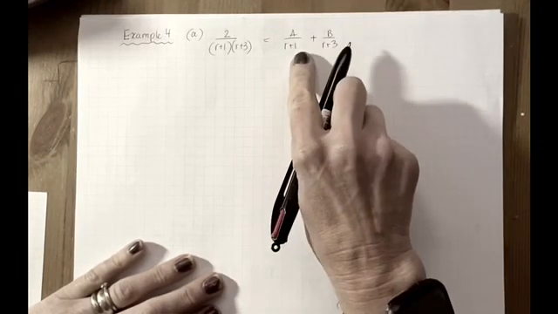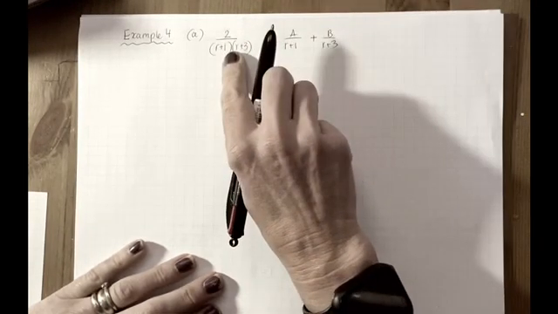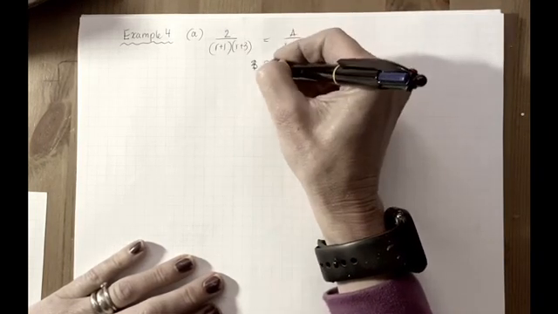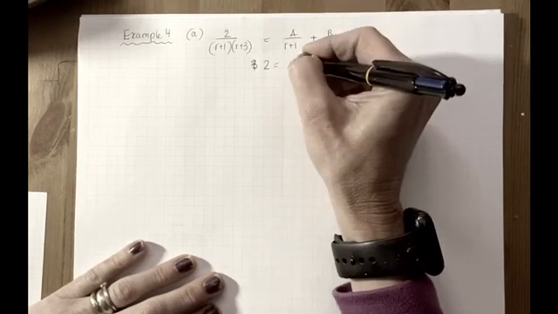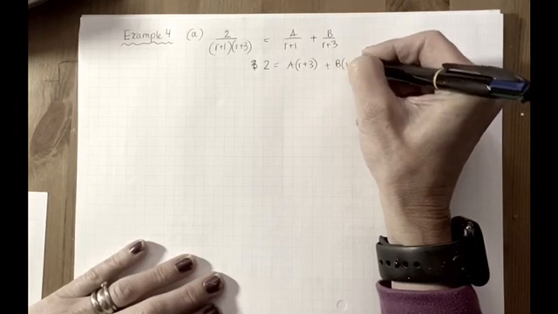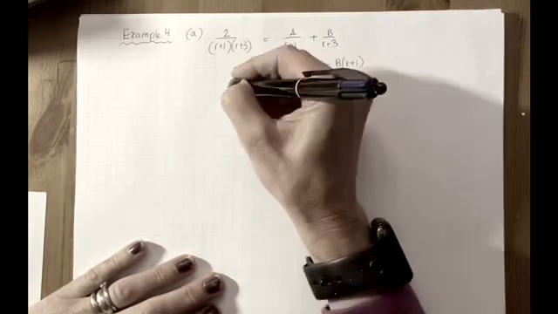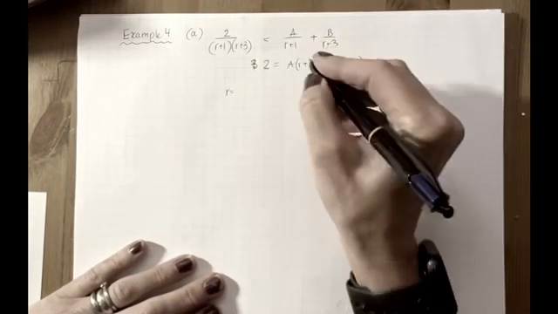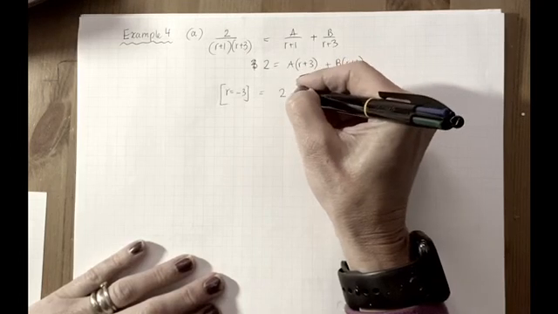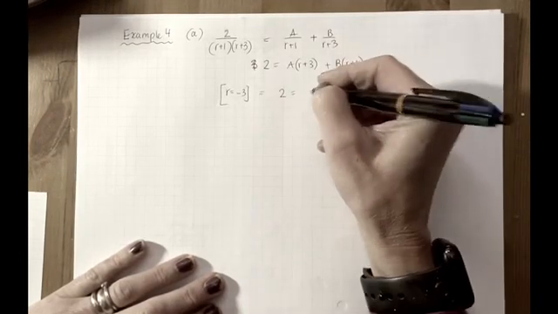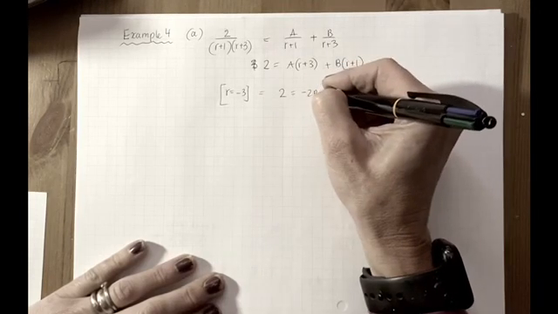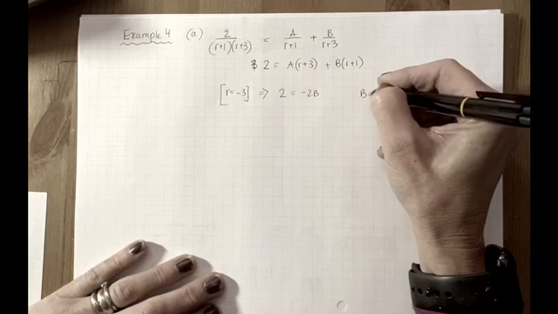Let's have a look. So imagine multiplying it through by (r plus 1)(r plus 3). You'll be left with the numerators only. You've got 2, and a will be multiplied by r plus 3, and b will be multiplied by r plus 1. And we're going to quickly find the values. So substitute minus 3, because that's what makes the first bracket disappear. You've got 2 is equal to, that will be 0, and this one here is going to be minus 2b. So b is equal to minus 1.